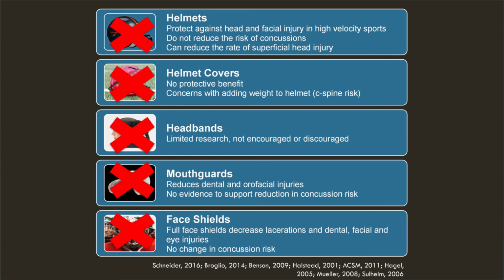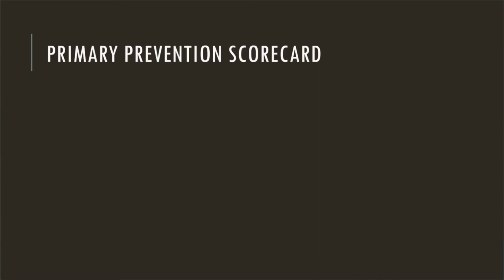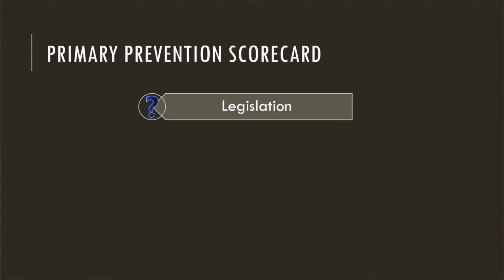Looking at our primary prevention scorecard, not all areas have been shown to be beneficial in preventing concussion. It's questionable as to whether or not legislation is useful in preventing concussion. Only one state to date has had their law in place long enough and has actually studied it post-concussion. While they have noted that the education about concussion has increased since the institution of the law, whether or not it has actually decreased concussion rates is unknown.